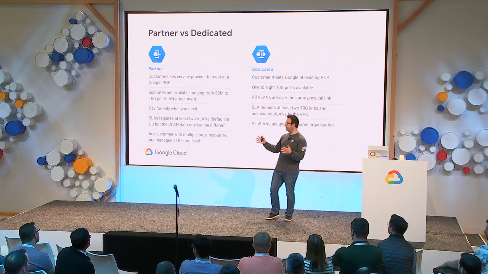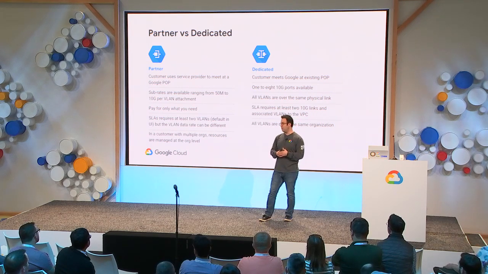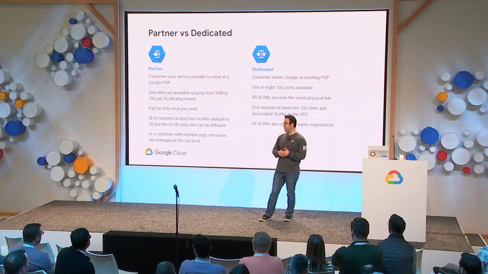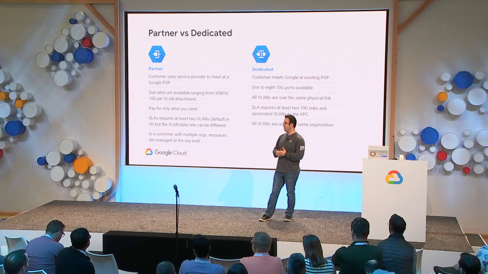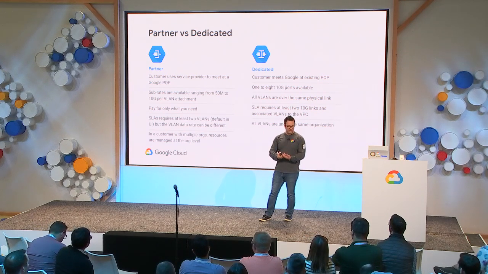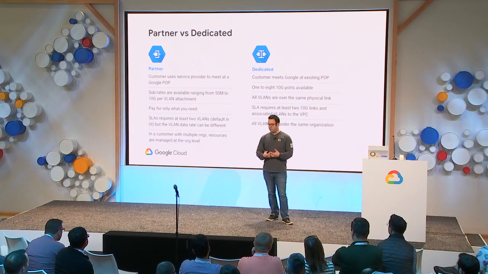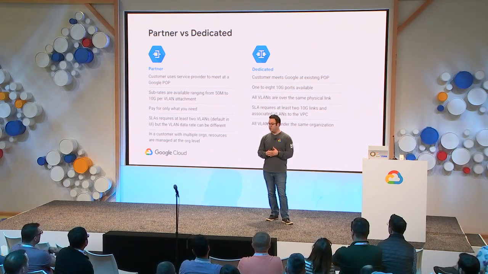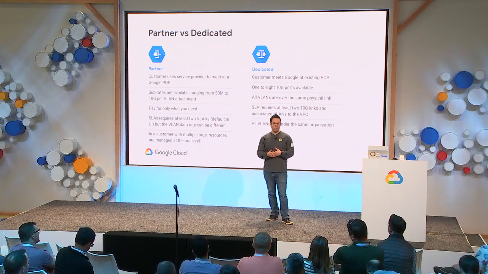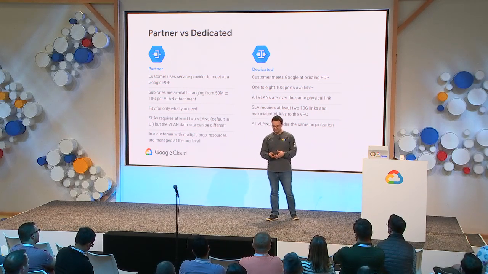SLAs again require at least 2 connections to one metro area across 2 availability zones, and then all VLANs need to land in the same organizational unit in GCP for dedicated interconnect. That means you can establish a project in GCP within one org, and that project can share its resources, but is still bound by the organization. That's one of the advantages that partner interconnect has: you can actually span that across multiple organizations if you need to.